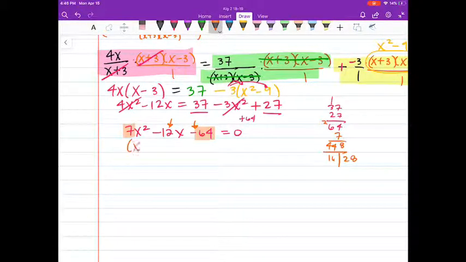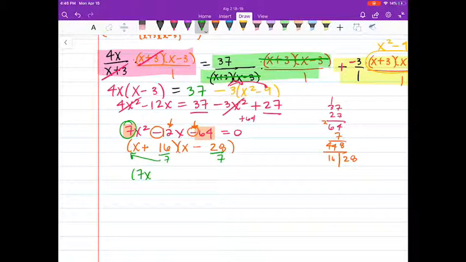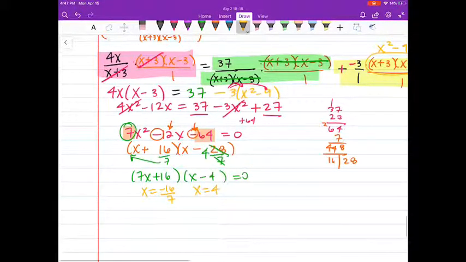So I set up my parentheses. I have x and 16, x and 28. My signs are different. My bigger number is subtraction. X minus 28 plus 16. And then we're going to have to divide and slide by 7. 16 over 7, I cannot reduce that. So I call it 7x plus 16. 28 over 7, I can reduce that. We're just going to call it 4. Then, since I am solving, I set both of those separately equal to 0. I have positive 4 and negative 16 sevenths.